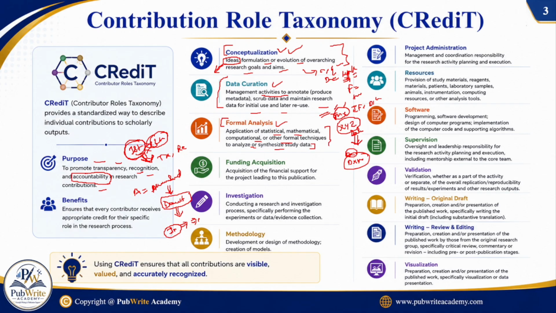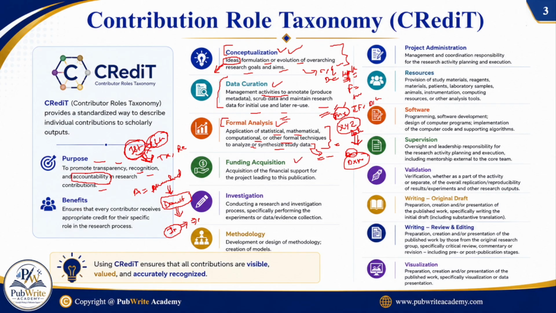If you use any kind of statistical, mathematical, computational, or any formal approach to understand, analyze, or synthesize the data, then it comes under formal analysis. For example, if you are identifying the relationship between variables or quantitative as well as qualitative data sets, performing some kind of statistical test, or applying AI or any machine learning model to predict some outcome, that also comes under formal analysis.